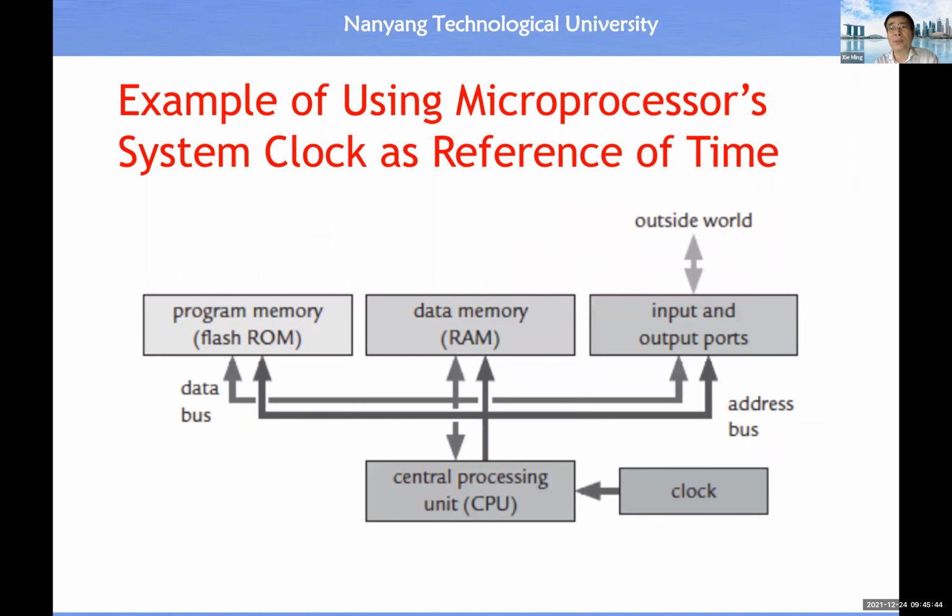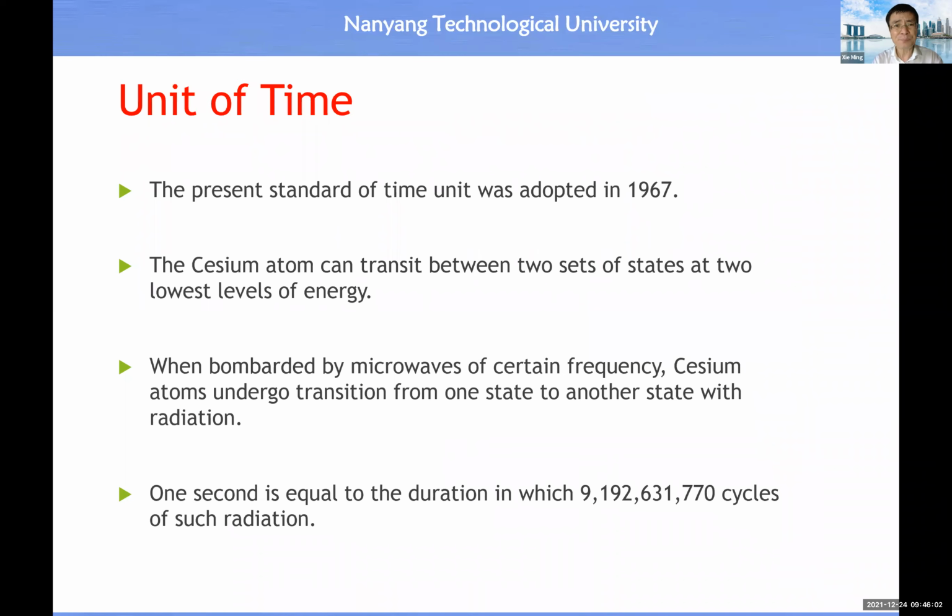Then inside the computer, we also need to provide a reference of time. So you will see in the design of every digital computer, there's a clock module. The clock module basically provides a reference for time. In this way, all the operations inside the digital computer are synchronized, right?